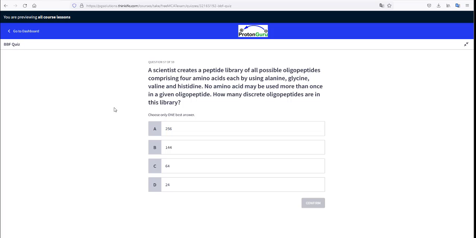Question 57. A scientist creates a peptide library of all possible oligopeptides comprising 4 amino acids each, by using alanine, glycine, valine, and histidine. No amino acid may be used more than once in a given oligopeptide. How many discrete oligopeptides are in this library? All right, so we have to know that there's a difference between the N and C ends of an oligopeptide. So the order of them matters. So 4 choices for site 1, 3 choices for site 2, 2 choices for site 3, and then 1 choice is left. So 4 times 3 times 2 is going to be 24.